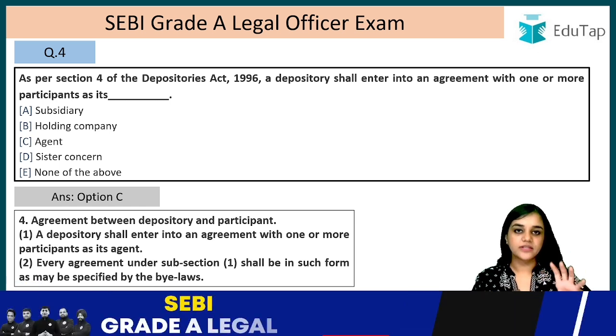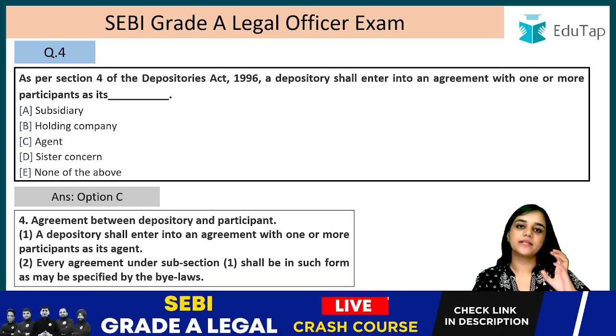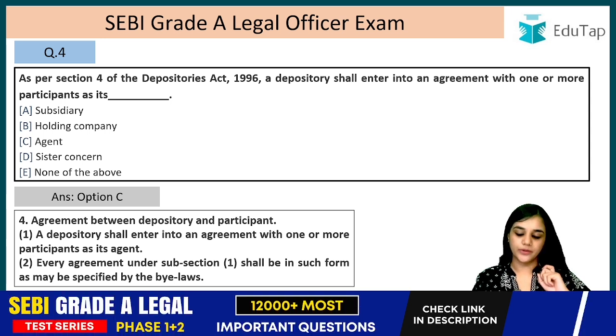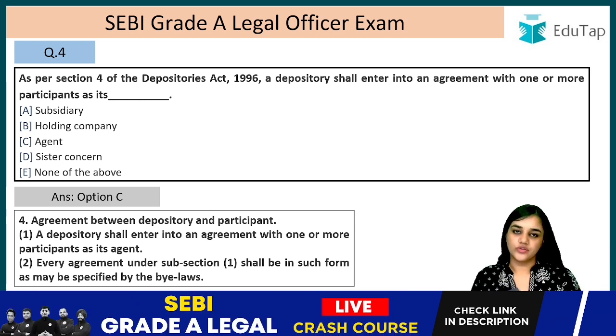So the depository participants are agents to the depository, right? Clear? A depository shall enter into an agreement with one or more participants as its agent. Second, every agreement under subsection 1 shall be in such form as may be prescribed by the bylaws. So the answer is agent.